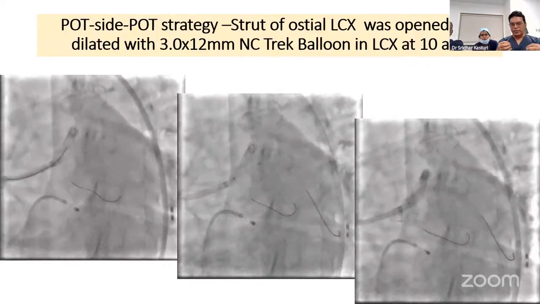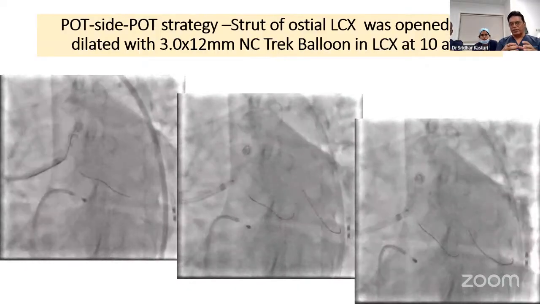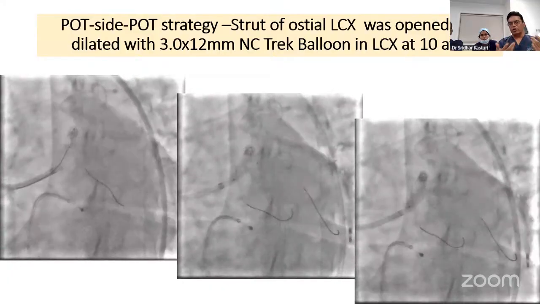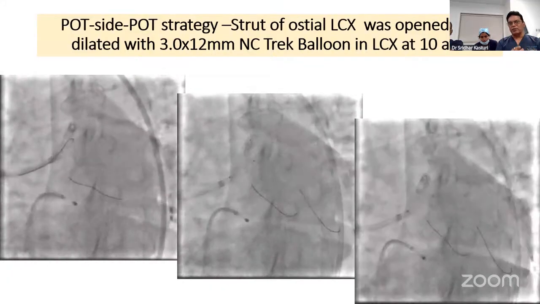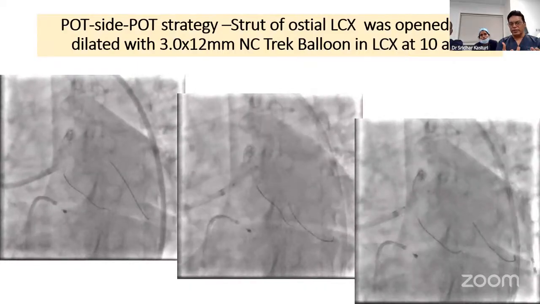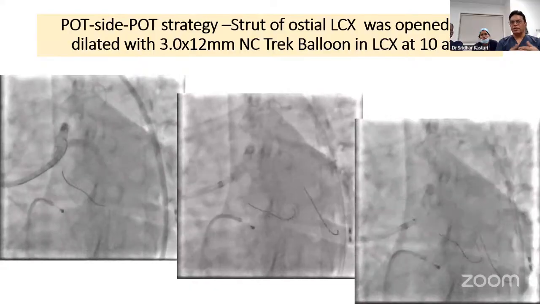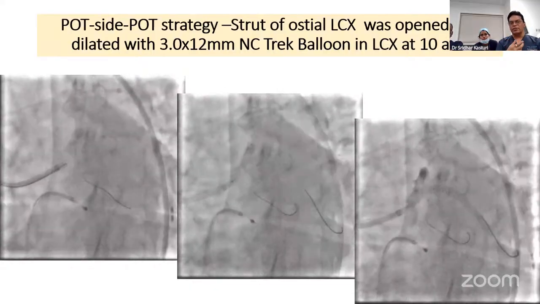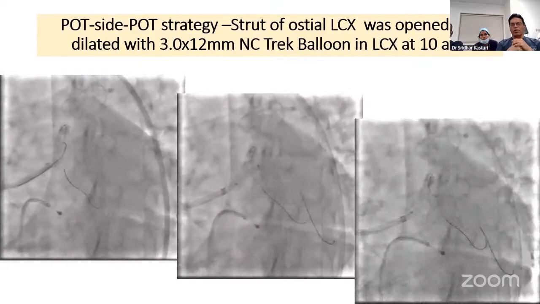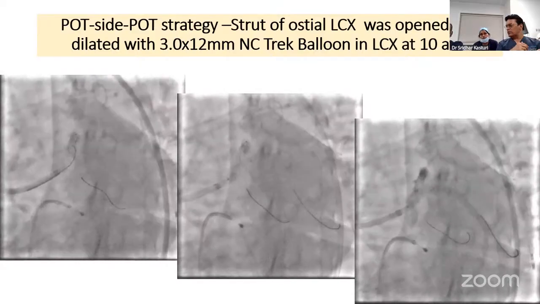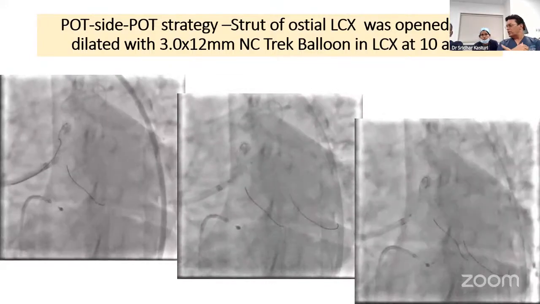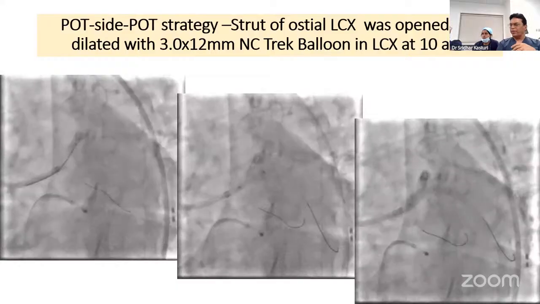So whatever deformity of the struts has taken place will be rectified with the re-POT. So the side-POT, another one after POT you can do the kissing, then subsequently again you can do the re-POT. So crossing of the strut is important. Where do you want to cross in provisional stenting? Where do you want to cross in DK crush? These are the important points. So you can discuss anything.